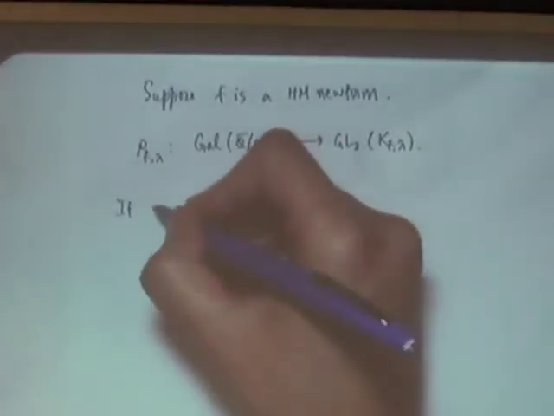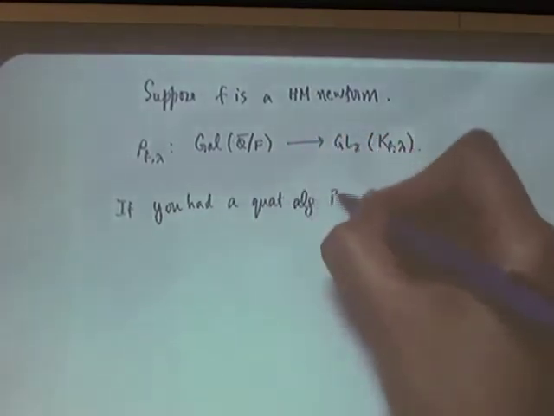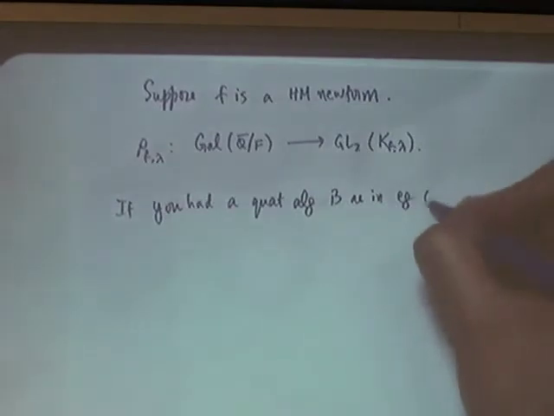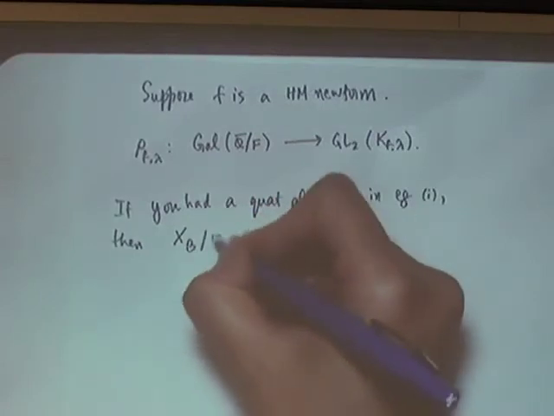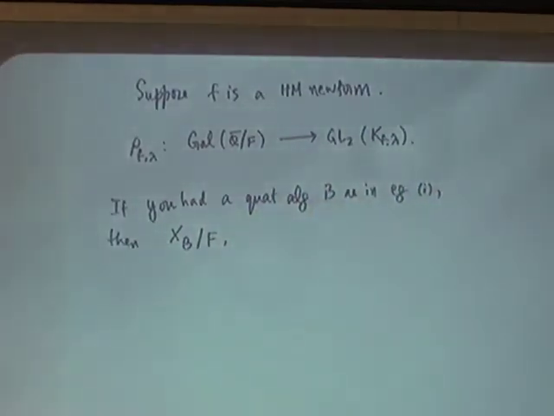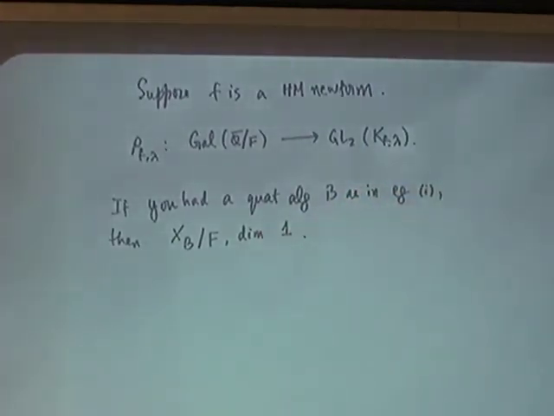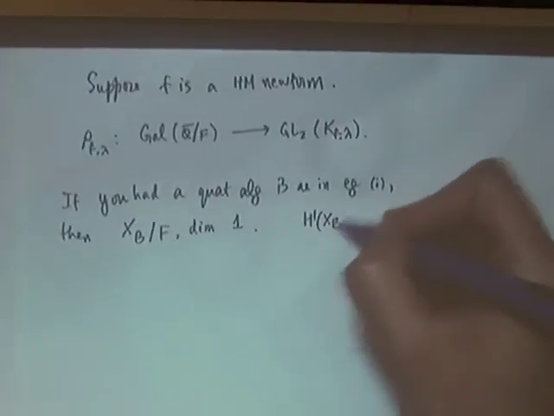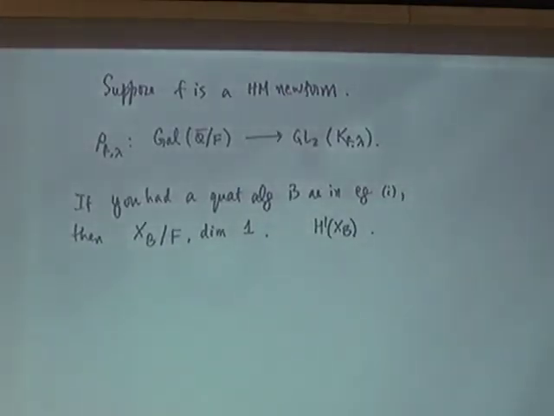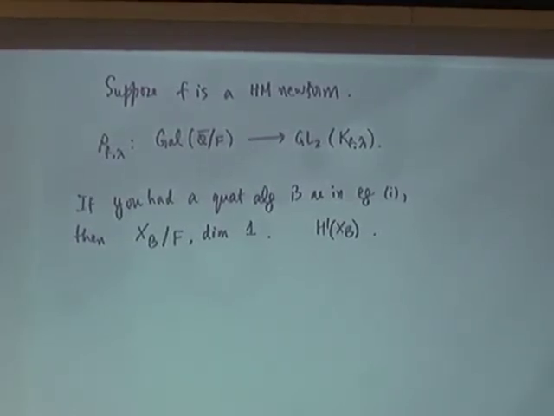If you had a quaternion algebra B as in example 1, right? Then X_B is defined over F, right? And it has dimension 1. So you're very much in the situation over Q, and you can look at again H1 of X_B. And you can construct a Galois representation there, and that's how you can construct this two-dimensional Galois representation. If you had such a B. Such a B might not exist, and I'll come back to this point later.